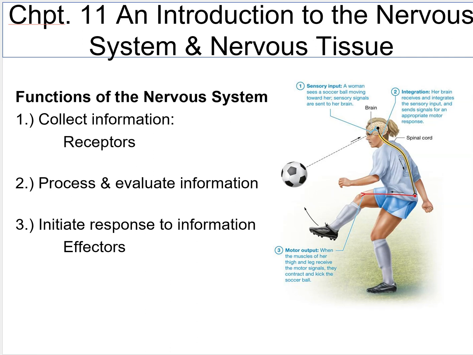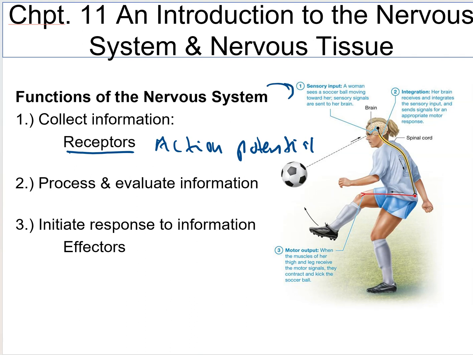Well, number one, it's really important at collecting all types of information. We have receptors, and receptors are structures that can receive and respond to stimuli. What they do is form what's called an action potential, which you've heard before, in response to what's called a threshold stimulus. So the receptor is what actually forms that nerve impulse or action potential. They're usually associated with sensory information.